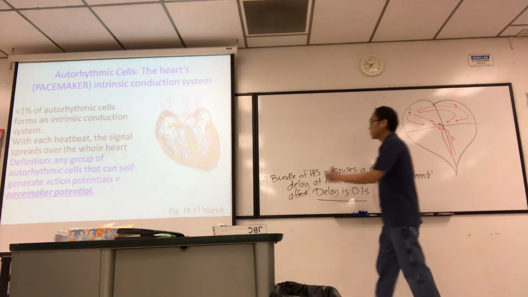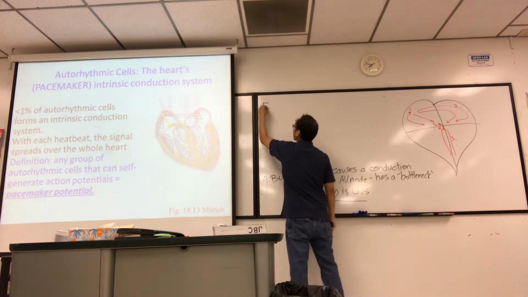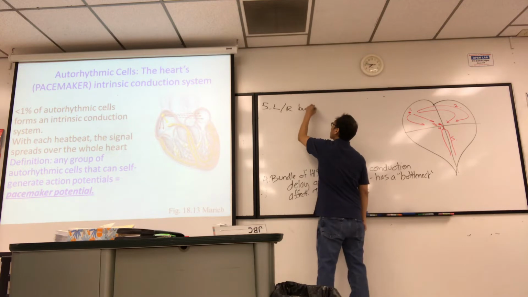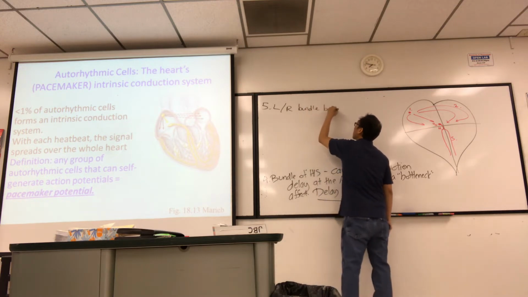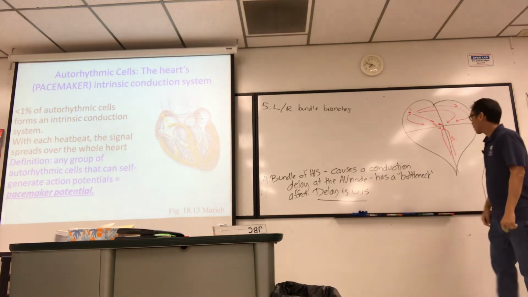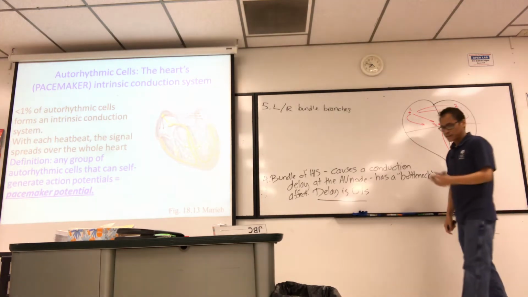So number 5 is left and right bundle branches. Signal spreads down the septum to the apex of the heart.